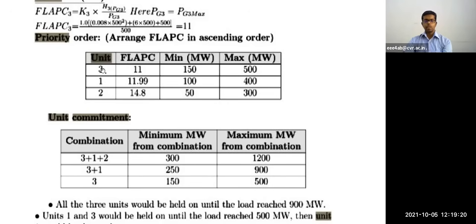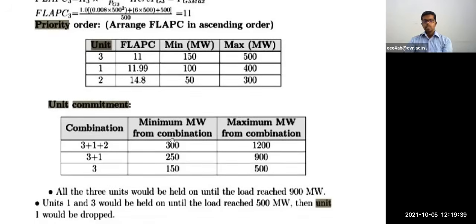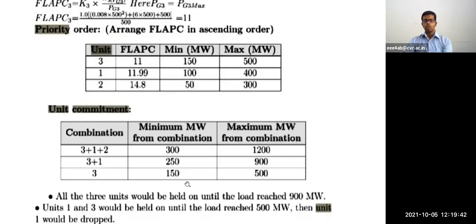So next is the third combination. What is the minimum combination? 150 megawatt is the minimum. What is the maximum combination? 500 megawatt, you can take directly. So all the three units would be held until the load reaches 900 megawatt. So for example, if you keep 3 plus 1, based on the priority list only we are doing this combination.